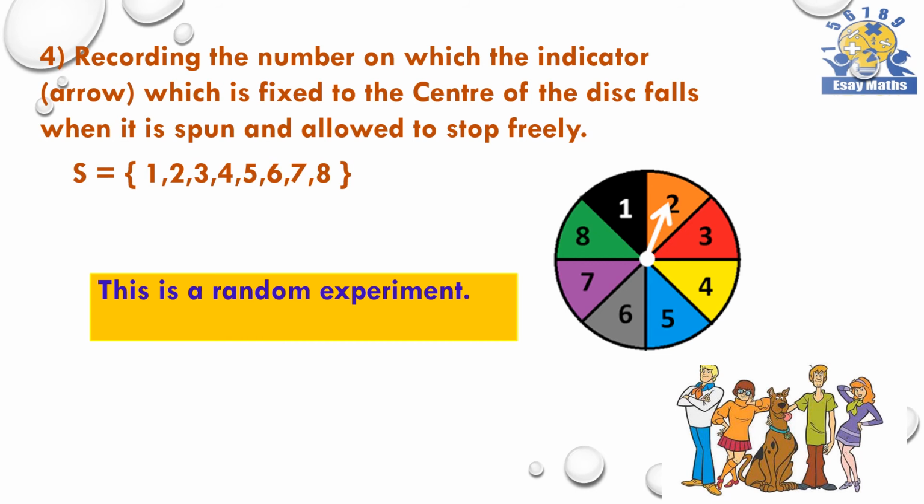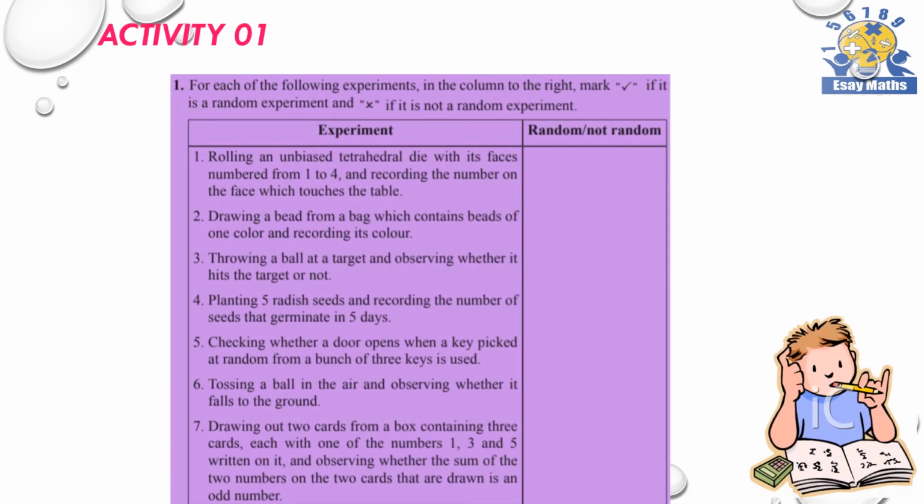Actually, we can do another experiment using the same disc. We can record the color on which the indicator, which is fixed to the center of the disc, falls. And it's also a random experiment. Do activity number 1.